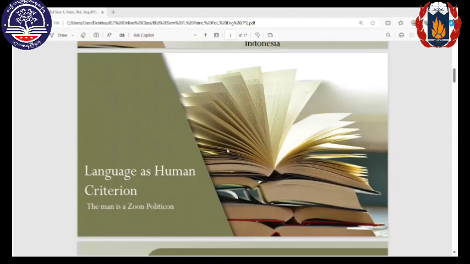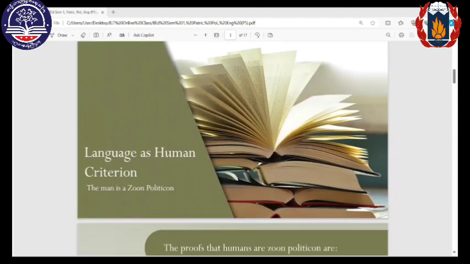The first one, language as human criteria. The man is a zoon politikon.